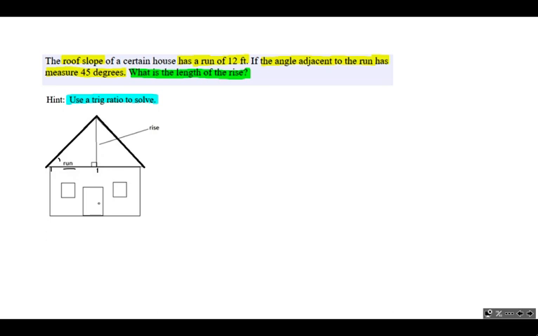So I'm going to go ahead and give myself a diagram over here to draw on. We've got our run that we can label right down here. And we know that that run is equal to, given in the problem, 12 feet. We've got our rise over here. And do we know anything about that? We don't. What is the length of the rise? That's our x. That's our unknown.